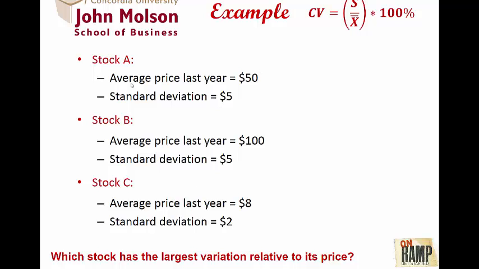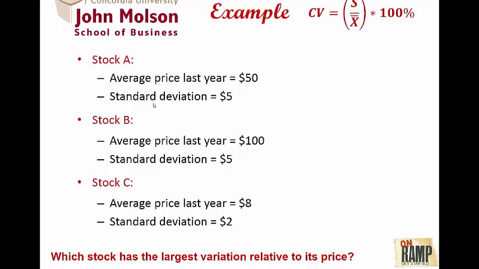Let us consider 3 stocks, and we want to know which one has the largest variation relative to its price. Stock A. The average price last year was $50 and the standard deviation of 5. Stock B. The average price last year was $100 and the standard deviation $5. Stock C. The average price last year was $8 and standard deviation $2. So which stock has the largest variation relative to its price?